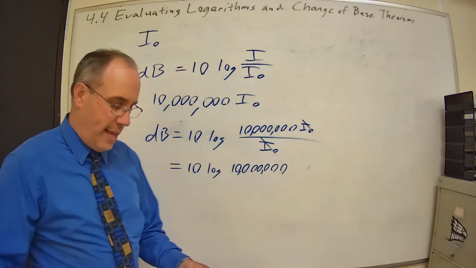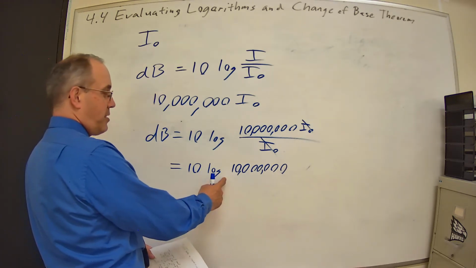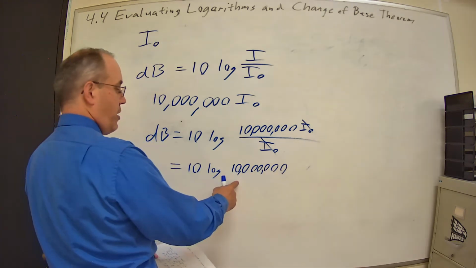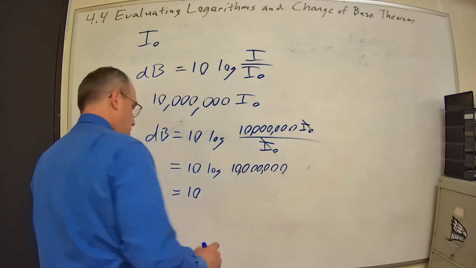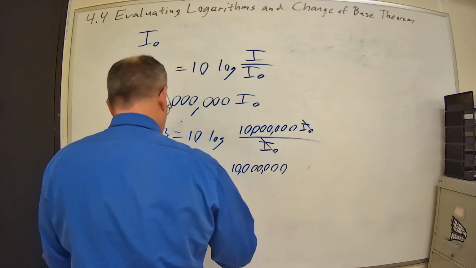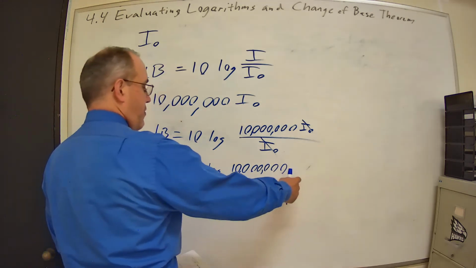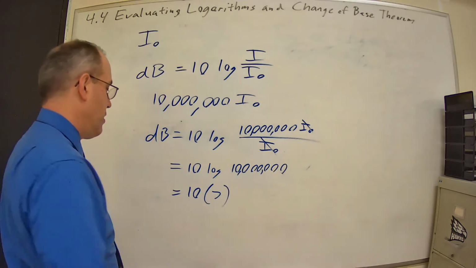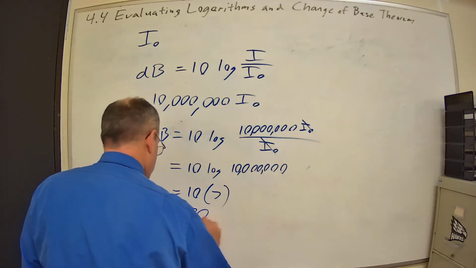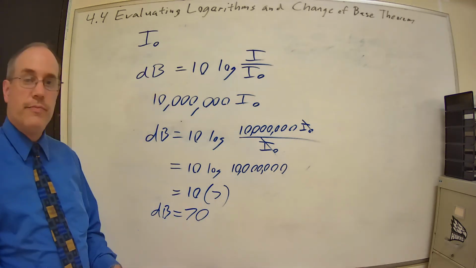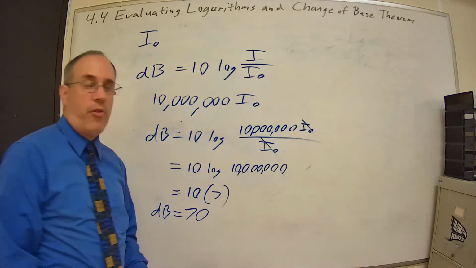Well, we should be able to answer that pretty easily because, again, log base 10, 10 to the what will give us 10 million. There are 7 zeros, so that's equal to 10 times 7. Because 10 to the 7th will give us 10 million. So our decibel rating is 70 dB. So there we go. So another example of how logs are used.